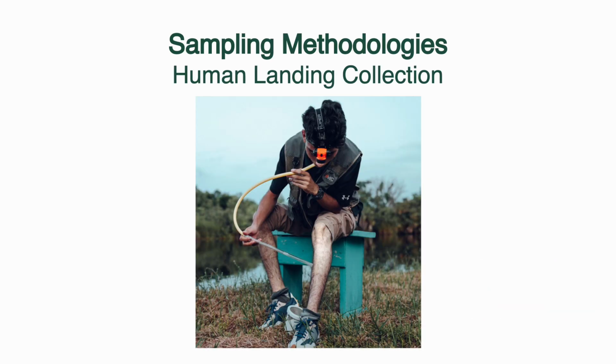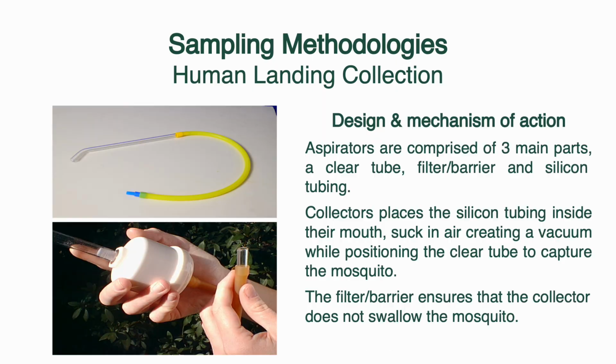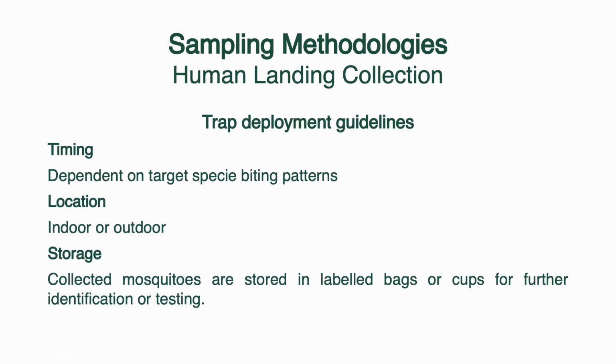The fifth surveillance tool on our list is the human landing collection. This technique involves having a trained collector expose a specific part of their body, most commonly the lower legs, to attract host-seeking mosquitoes. As mosquitoes attempt to land and initiate blood feeding, they are captured using aspirators. The mouth aspirator is a simple tool used for manually collecting adult mosquitoes. It consists of 3 main components: a clear collection tube, a filter barrier, and a flexible silicone tube.